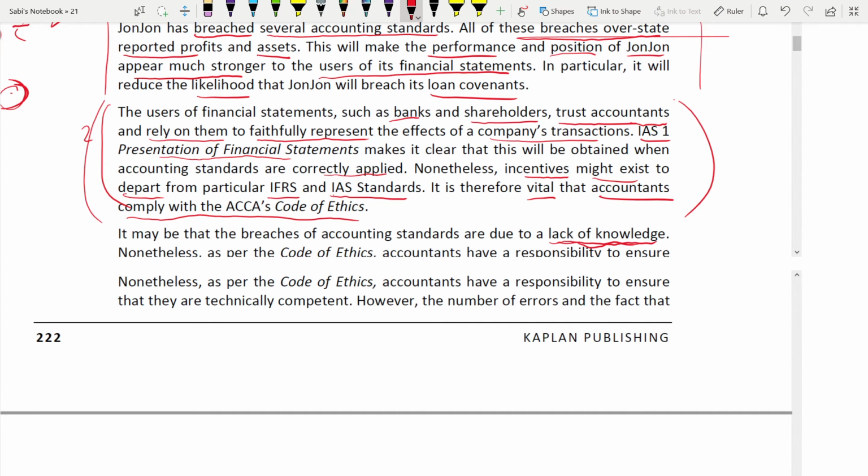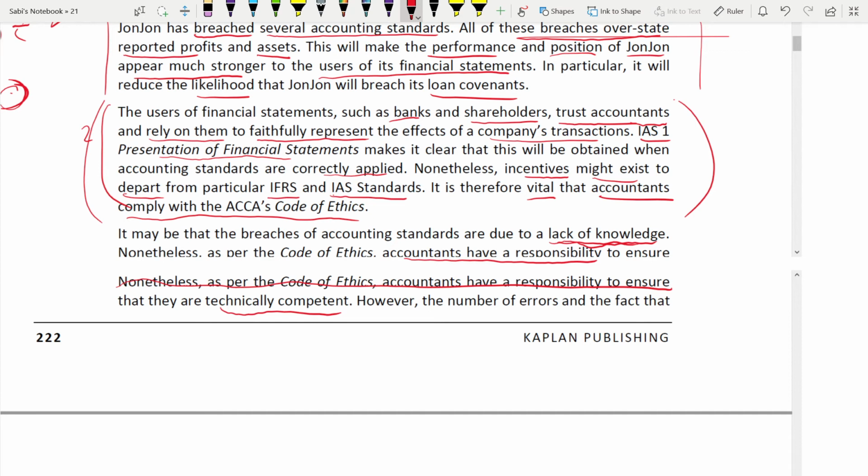One could be lack of knowledge. They might not have that knowledge, that standard. Nonetheless, as per the code of ethics, accountants have the responsibility to ensure that they are technically competent. This was very important that you write. Accountants have a responsibility. They have an accountability. To whom? To ensure that they're technically competent.